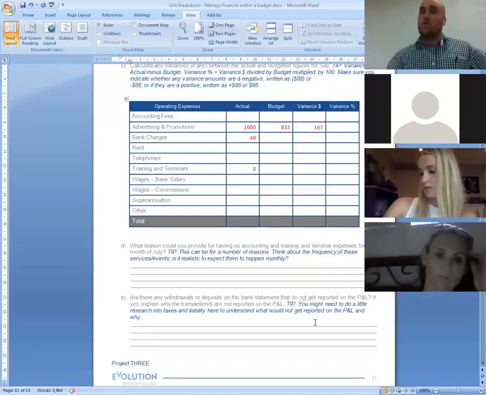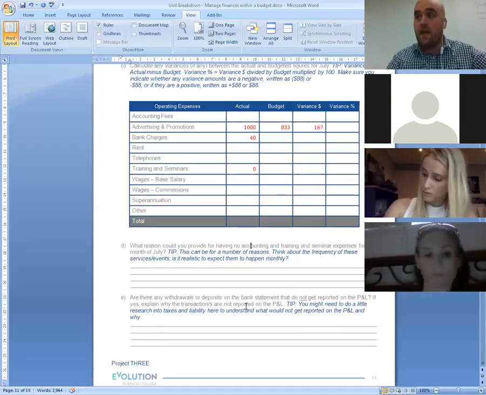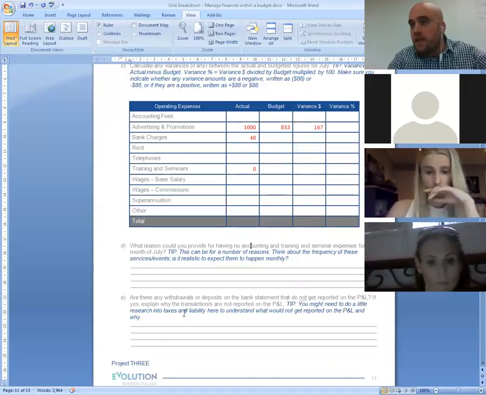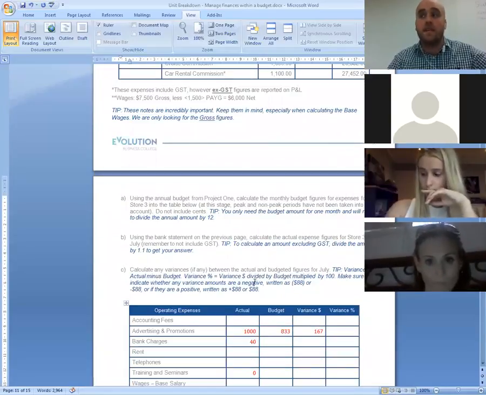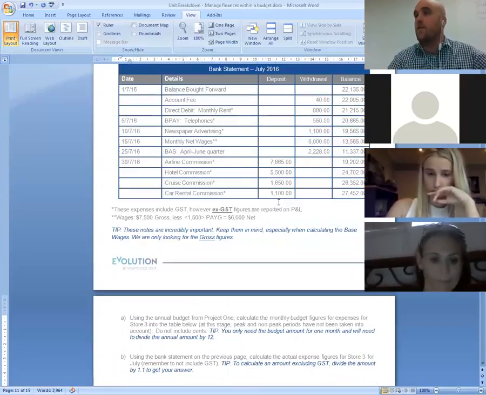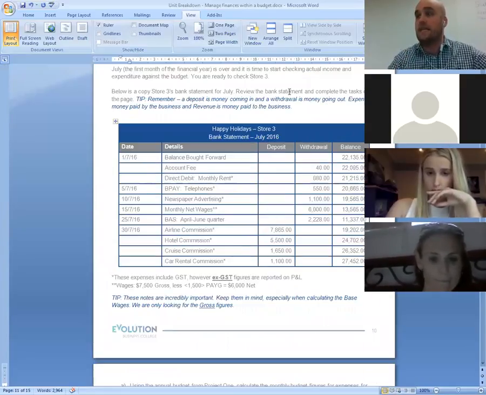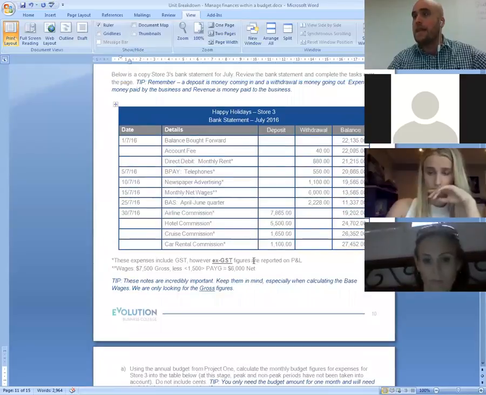E, are there any withdrawals or deposits on the bank statement that do not get generated on the profit and loss? What's the tax here? There is. The tip I'll give you, this one you might have to do a little bit of research on your own. The tip I will give you is that this really represents revenues and expenses. So there is something on here which is a liability.